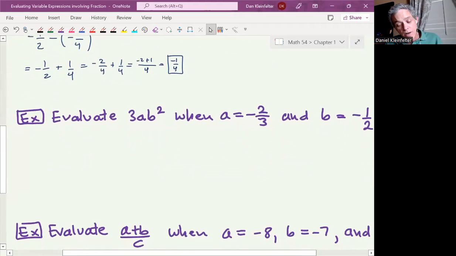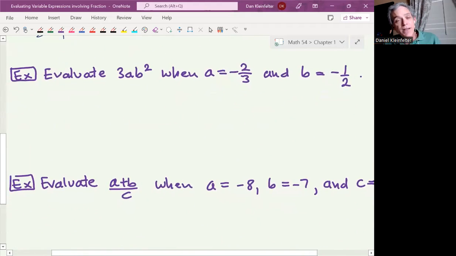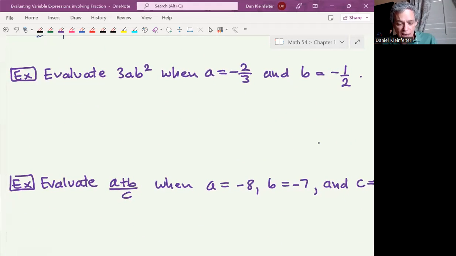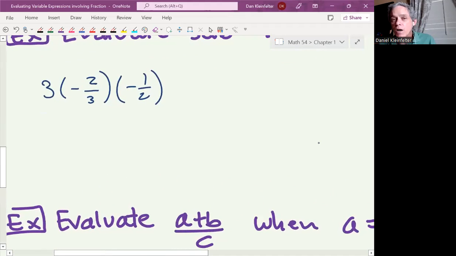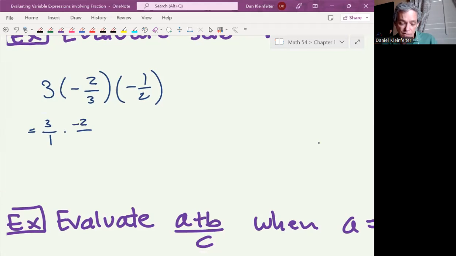Okay. All right, so next up, we're going to evaluate 3ab squared, where a is negative 2/3 and b is negative 1/2. You may want to pause the video, try this one, and then restart it and see how you did. Meanwhile, we will continue. We have 3. a was negative 2/3 and b was negative 1/2. Okay, so then we need to be careful about this. Remember that we can always view our whole number of 3 as a fraction if we want. We can look at that as 3 divided by 1. We have negative 2/3 and we have negative 1/2.